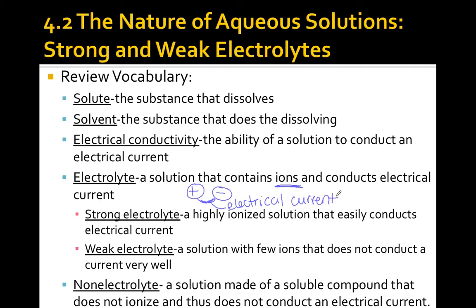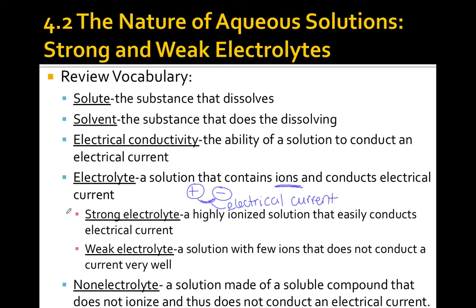And then as far as non-electrolytes, we just said that it was solutions made of a soluble compound that does not ionize and therefore does not conduct an electrical current. So your covalent compounds that still are soluble but they do not have those ions would be considered non-electrolytes.